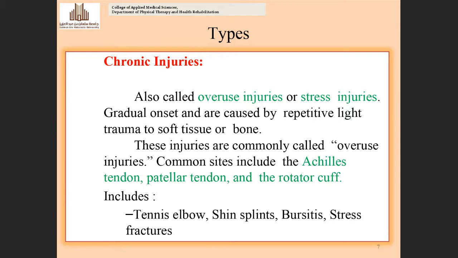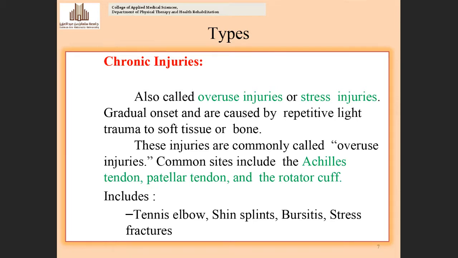So this is gradual onset, right? You have a long medical history, it is gradual onset, but acute injury is a sudden onset, right? So chronic injury is a gradual onset, you have a long medical history, and it is caused by repetitive light trauma to the soft tissue or bone, right? So the chronic injury can happen in the soft tissues or in the hard tissues.